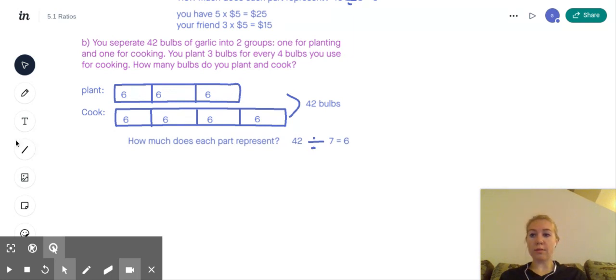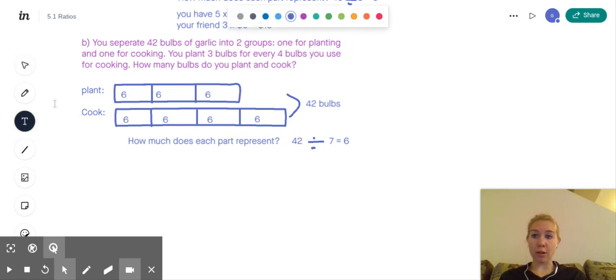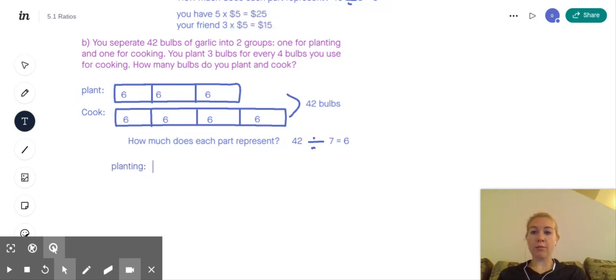Okay, so now we need to figure out how many bulbs we really use for planting and how many for cooking. So planting, let's figure that out. Well, there's 3 parts and each part is 6 bulbs. So I know 3 times 6 is 18. So 18 bulbs. And for cooking, let's see, there's 4 parts. 1, 2, 3, 4. So 4 times, and each part is still 6. And I know that 4 times 6 is 24. So we use 24 bulbs for cooking.